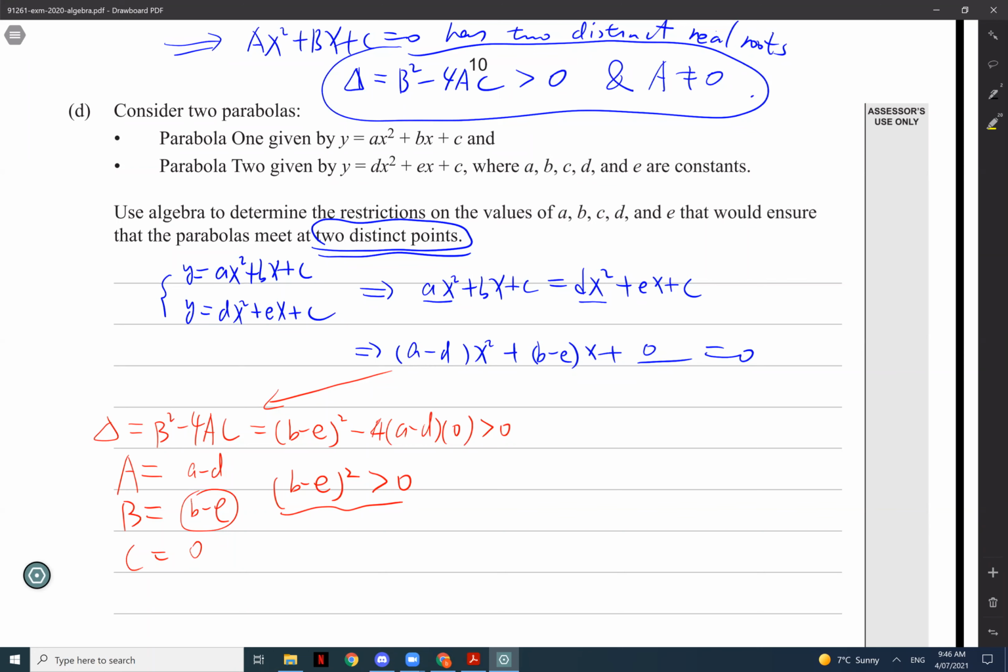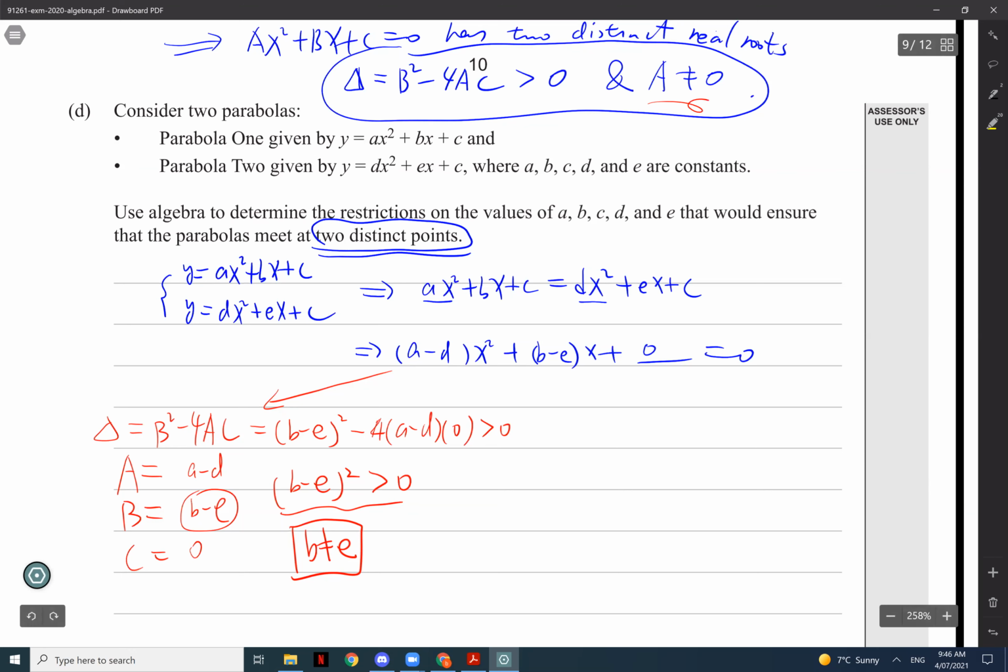Emily, if (b minus e) squared is bigger than 0, what do we have? Ran, what do you have? If b is not equal to e, (b minus e) squared is still bigger than 0. Very good, so b cannot be e. Okay, what's the other condition?